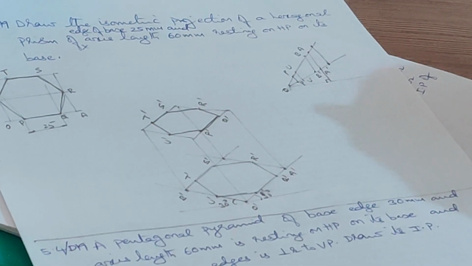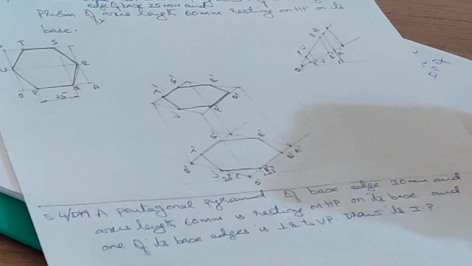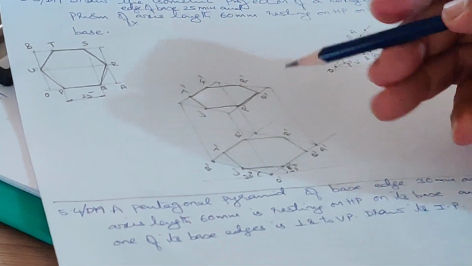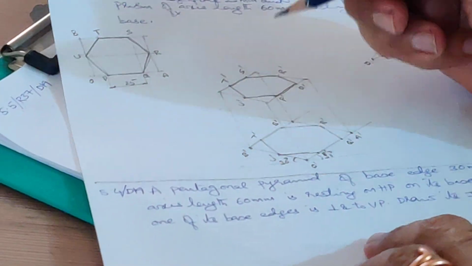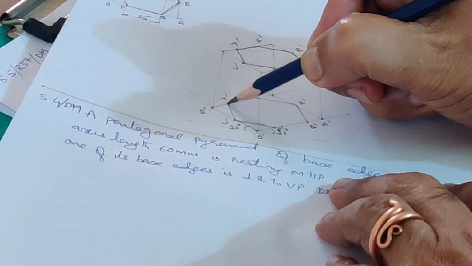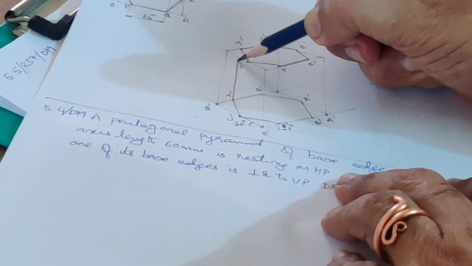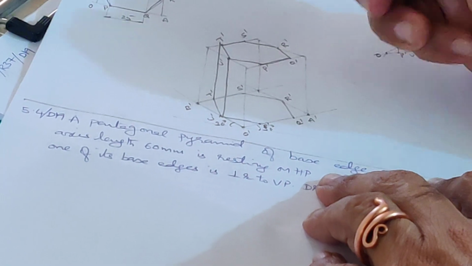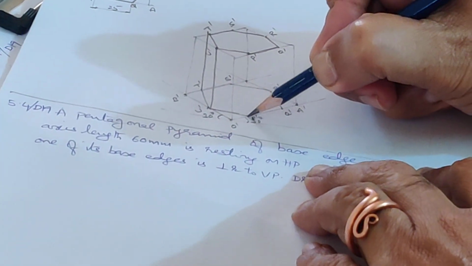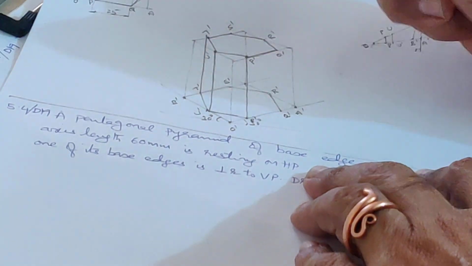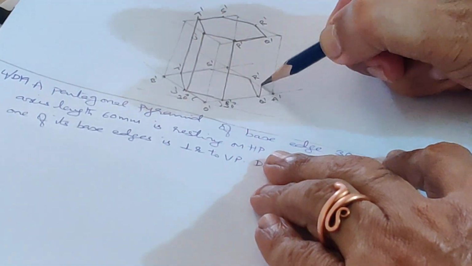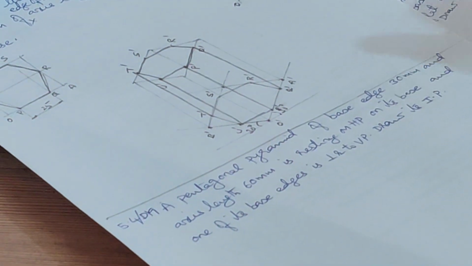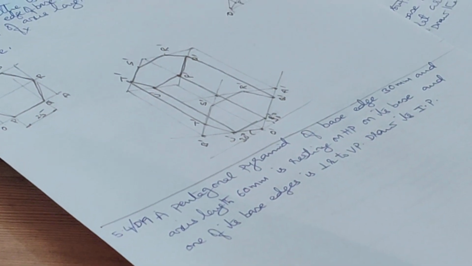That's the top face. Now you can connect the corresponding corners of the top face and base. This T dash will connect with this T dash. That should become perpendicular or vertical. That's it. So that is the prism, hexagonal prism.